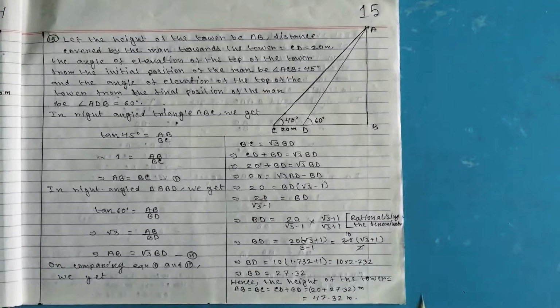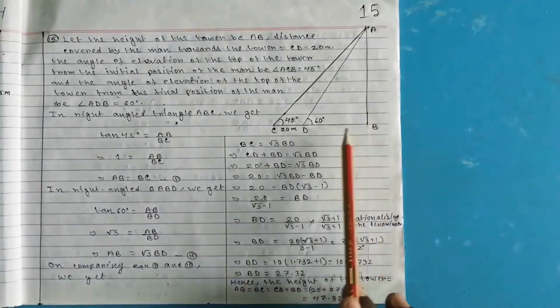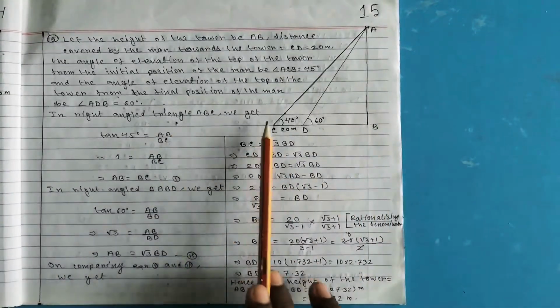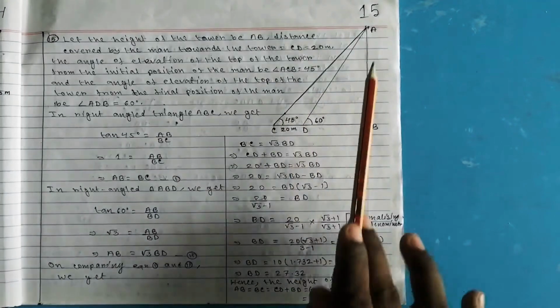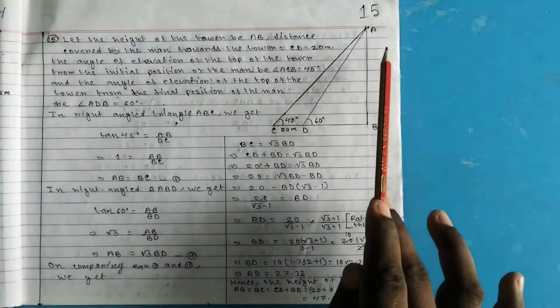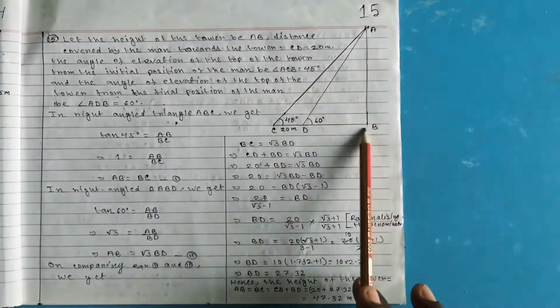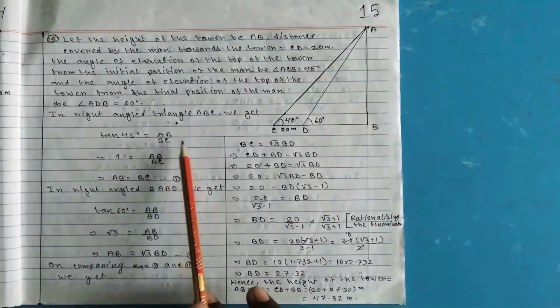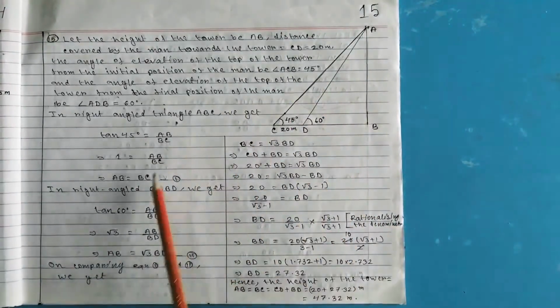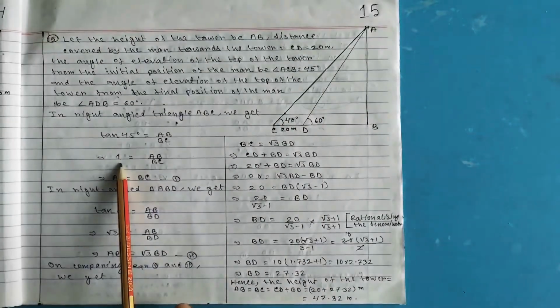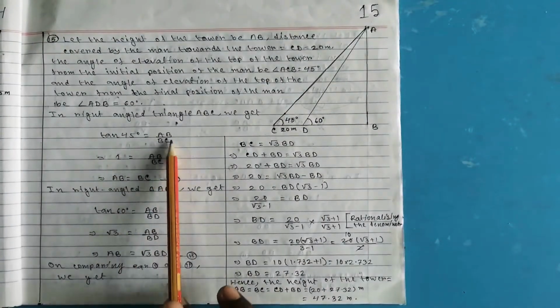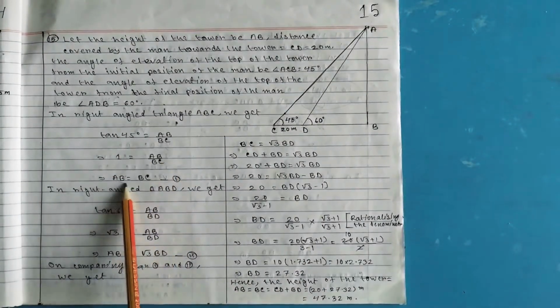Now at first take the triangle ABC. In triangle ABC, this is the angle 45 degree. So tan 45 degree means perpendicular upon base, means AB upon BC, in this bigger triangle. So tan 45 degree equals 1, equals AB upon BC. Now cross multiplication, so AB equals BC. Suppose this is the first equation.